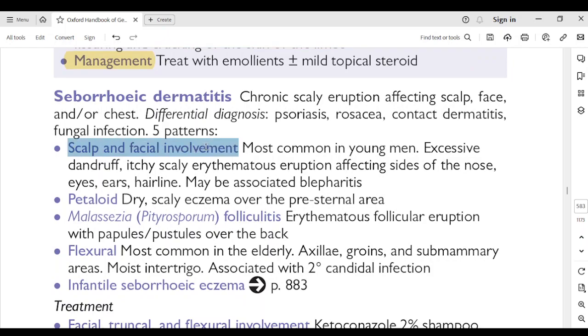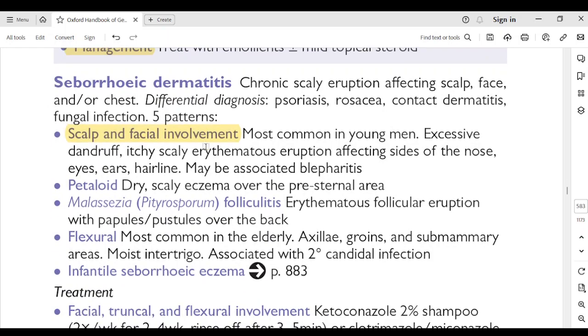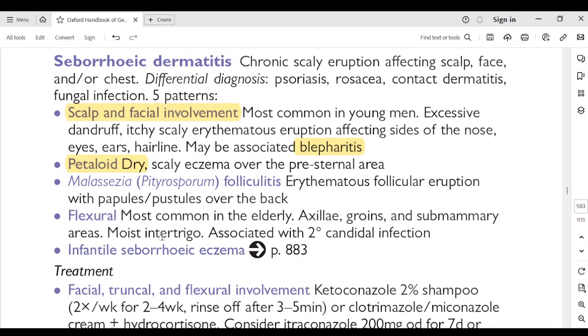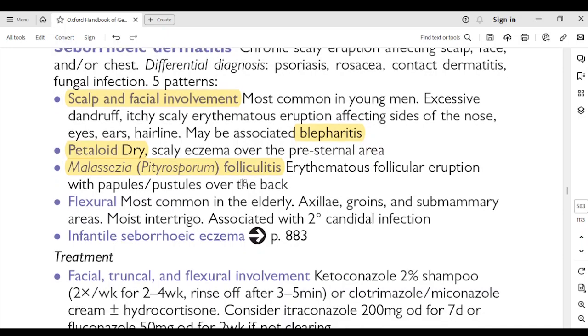Scalp and facial involvement. Most common in young men, excessive dandruff, itchy, scaly, erythematous eruption affecting the sides of the nose, the eyes, the ears, the hairline. May be associated blepharitis. Petaloid. Dry, scaly eczema over the pre-sternal area. Malassezia folliculitis, Pityrosporum folliculitis, erythematous follicular eruption with papules and pustules over the back.